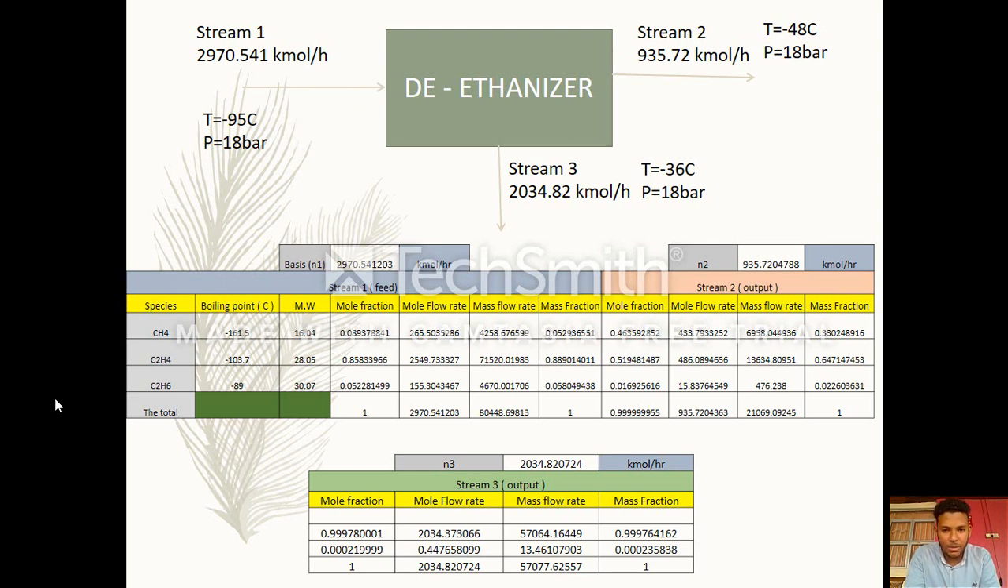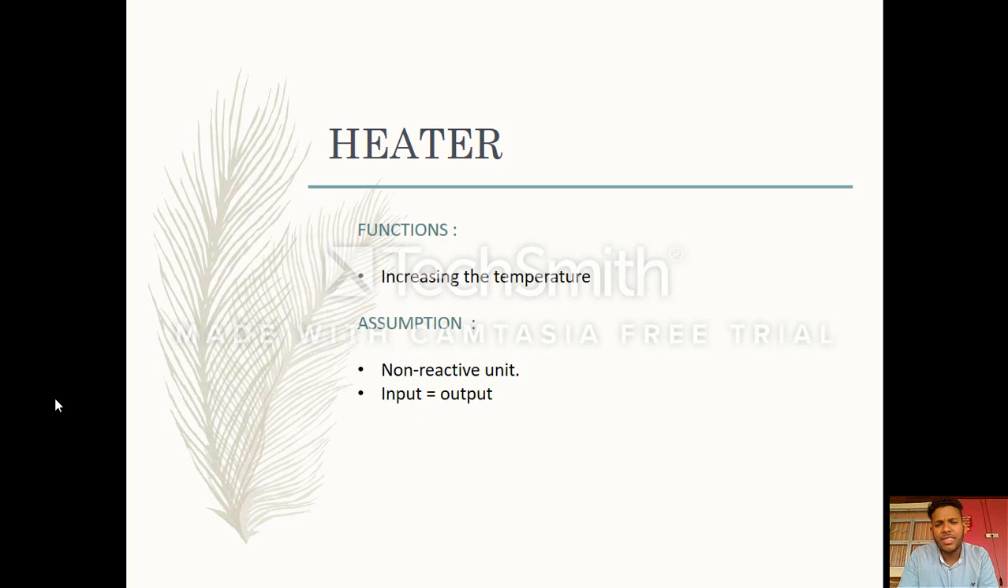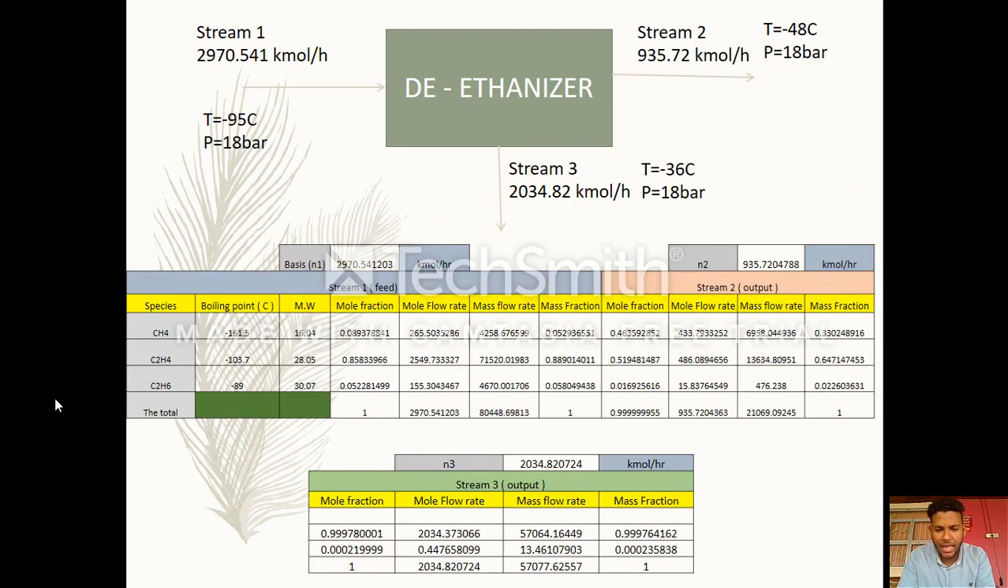So it gets separated, and the mole flow rate for the vapor stream is 935, and the mole flow rate for the liquid stream is 2034.82 kilomole per hour. The temperature for the liquid stream is minus 36, and the pressure is 18. The method used is Raoult's law.